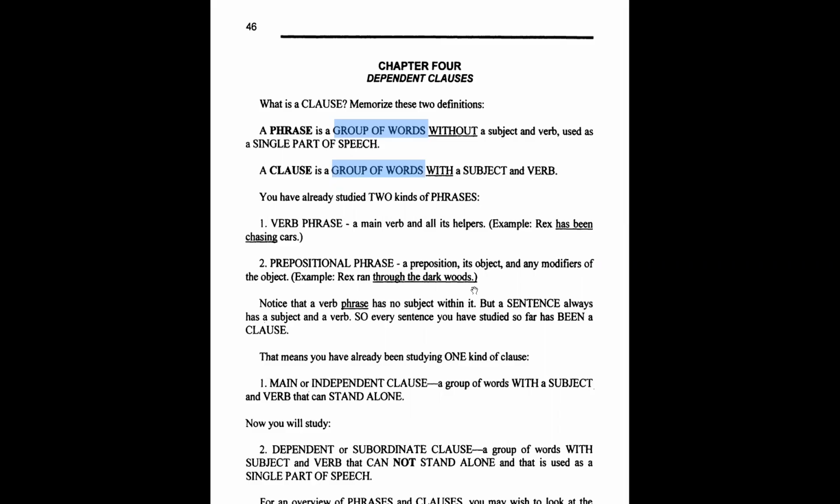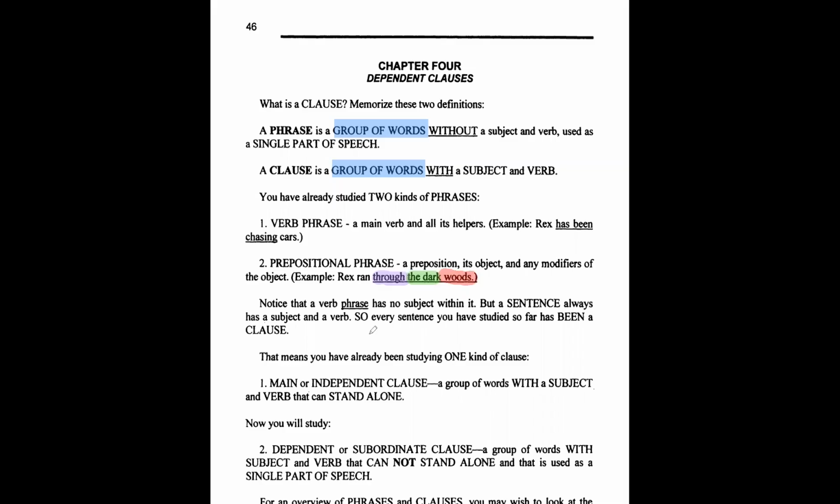Through the dark woods is our prepositional phrase. Through is our preposition. Dark and the are our adjectives. They're the modifiers of woods, which is the object of our preposition. So woods is the object of the preposition, and through is our actual preposition, whereas the and dark are the modifiers of the object of the preposition, woods. We know that the object of the preposition has to be a noun or pronoun. Notice that a verb phrase has no subject within it, right? We just mentioned this. But a sentence also always has a subject and a verb.